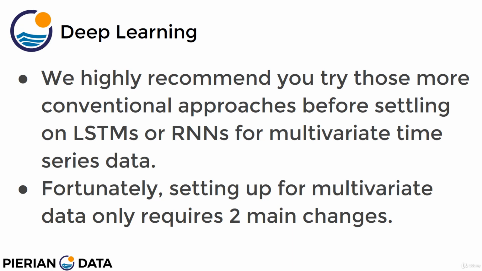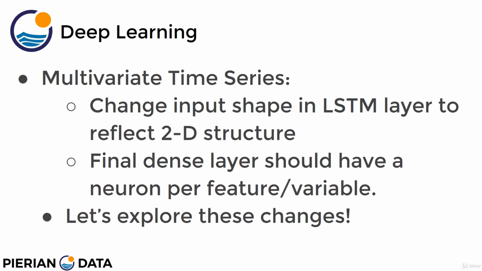Okay, now fortunately, let's say you actually do want to check out recurrent neural networks for your time series data, and you happen to have multivariate time series. There are actually only two real main changes you have to make to the notebooks and the general structure that we've been working with. For a multivariate time series, the first, as you may expect, is that you may need to change the input shape in your LSTM layer to now reflect that two-dimensional structure.